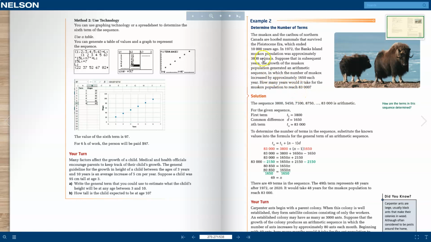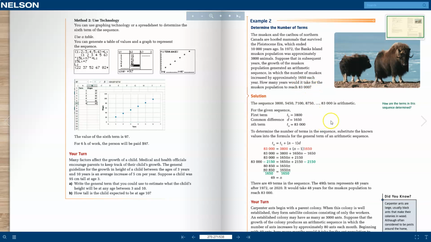So we got our T1 here. We got our common difference already, we don't need to calculate. It told us, so D equals this. And they're saying Tn, T sub n, is going to be 83,000. Now we have to calculate the n value. So how many years? It's a little bit different than the previous example. In the previous example, we had to find Tn. In this example, we have to find n in the formula.